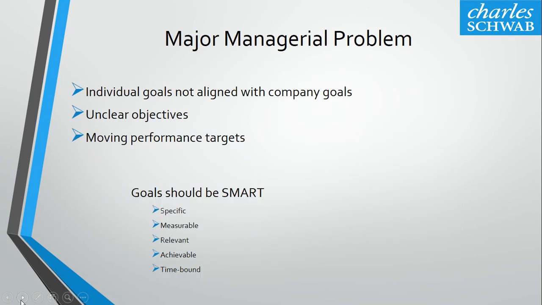This is the major managerial problem that we've identified. These 3 points you see all basically boil down to the company's overall goals not being aligned with the goals that it's setting for its employees. So to be more specific, what's happening is that the various account managers are being graded on efficiency.